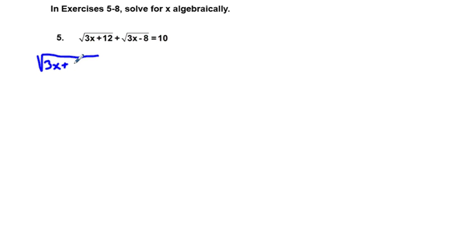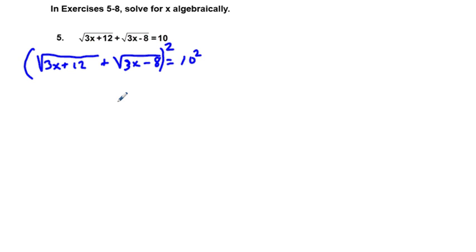The equation is the square root of (3x plus 12) plus the square root of (3x minus 8) is equal to 10. Okay, that looks more legible. Okay, next step we're going to do on this is we're going to square both sides of this equation.